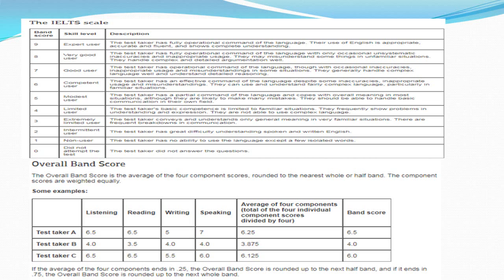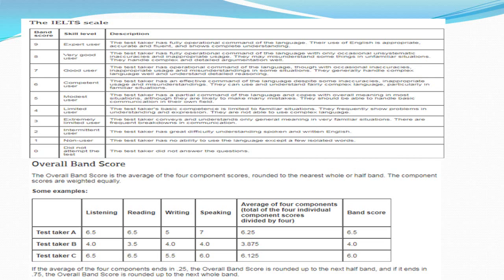And if your score is 4, it will be called limited user. The test taker's basic competence is limited to familiar situations, and they frequently show problems in understanding and expression. So they are not able to use complex language. And I'm not sure if you have any idea about complex language, okay? And the 5th score is modest user.